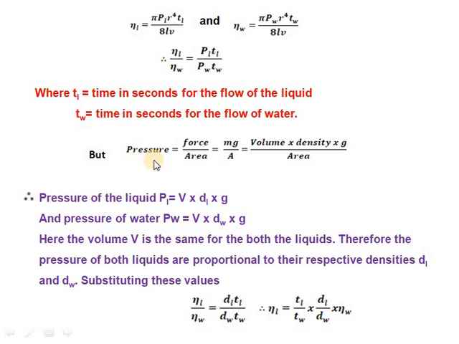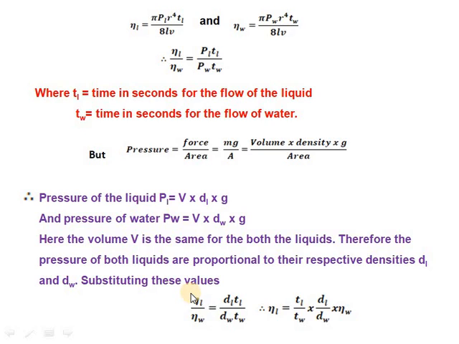But you know that pressure is equal to force upon area. The force is mass into gravity upon the area. So mass into g, that is volume into density into g, upon the area, and therefore the pressure of the liquid PL is equal to V into dL into g, and the pressure of water PW will be V into dW into g. Here this V will be the same for the liquid and water, and therefore the pressures are proportional to the respective densities dL and dW.